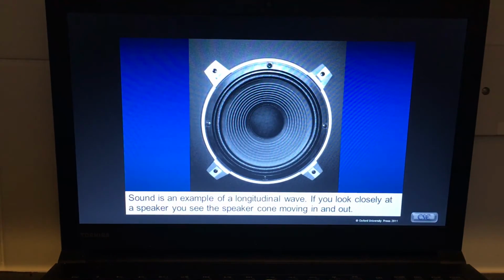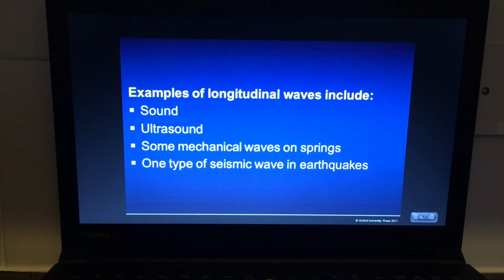Now, longitudinal waves are sound. Ultrasound would be a longitudinal wave as well. And then some mechanical waves and one type of seismic wave. I have seen them in an exam ask for what wave could be both transverse and longitudinal. And the answer is mechanical, or they did accept the answer slinky. So don't be tricked out by that.